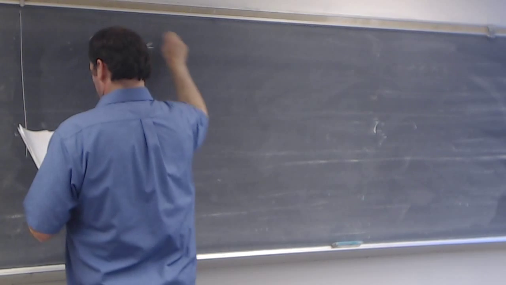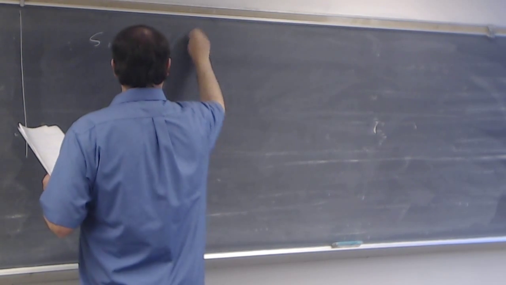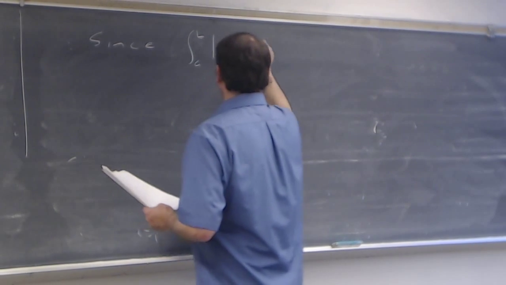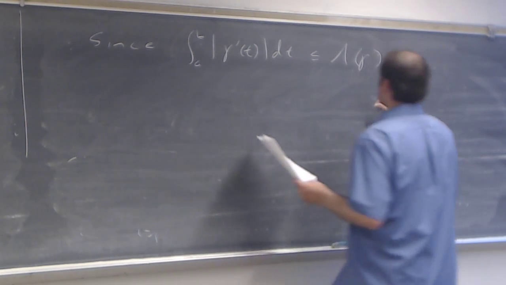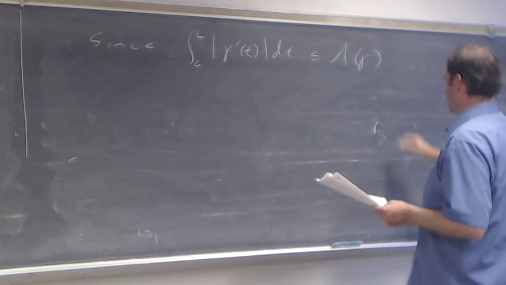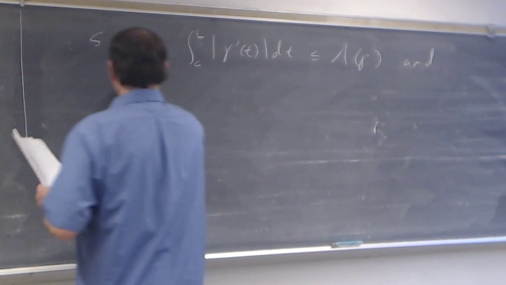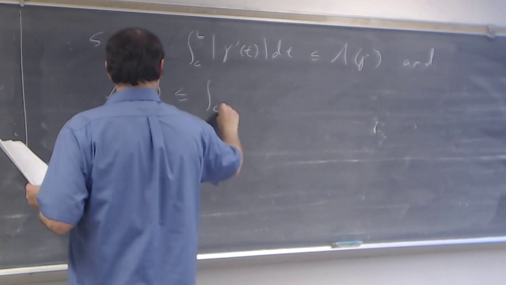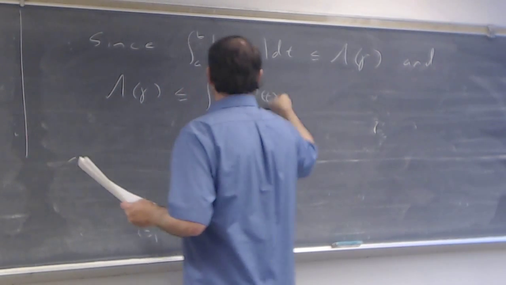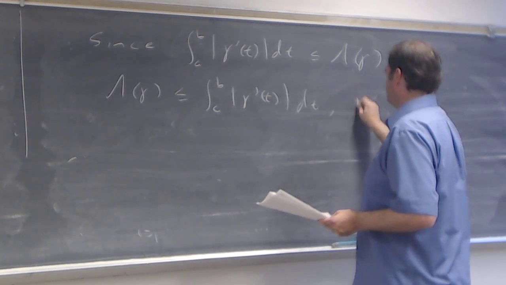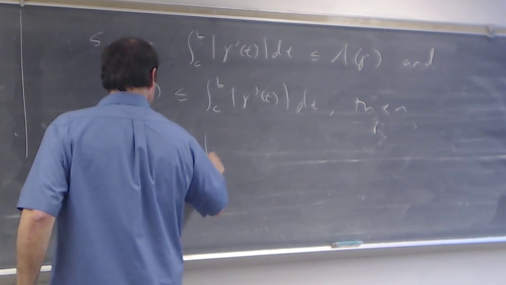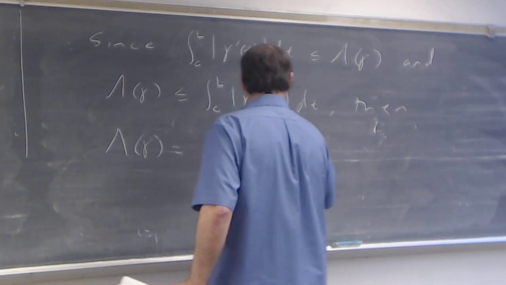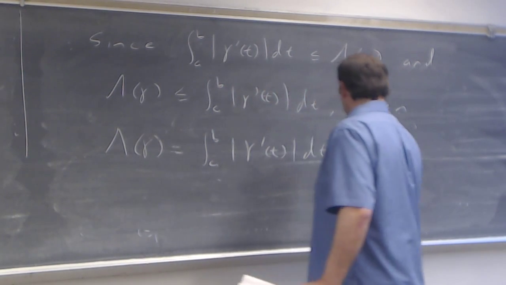And so as a concluding statement, for the first part of the proof, the integral from a to b of the norm of gamma prime of t dt is less than or equal to lambda of gamma. I think that was the last thing I should say. And for the other part, lambda of gamma is less than or equal to the integral from a to b of the norm of gamma prime of t. That's what we initially showed in this proof. Then they have to be the same. And that is the proof.